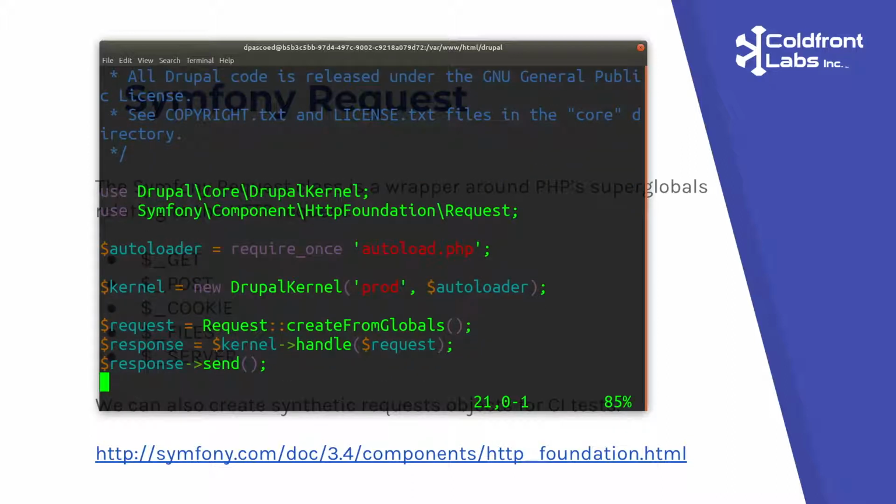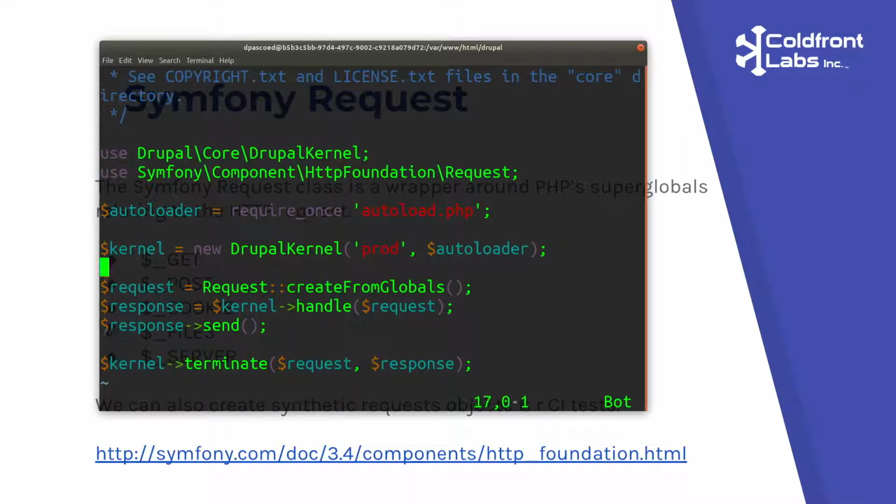what is the next thing that happens? Well, we use some classes, so we're not going to refer to them by the full namespace. But the next thing that happens is we have kernel equals new Drupal kernel. That sounds like Drupal, probably not a contributed module. Then we have request, and request create from globals. We know because of the namespacing up there that this is a Symfony component HTTP Foundation request that we're creating.